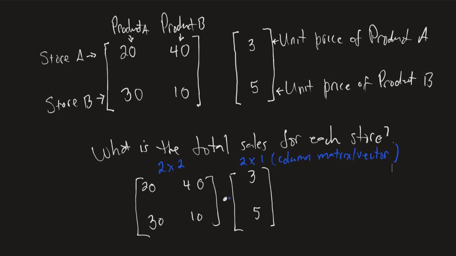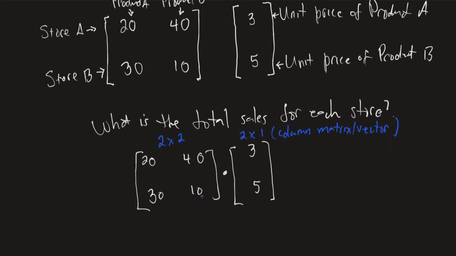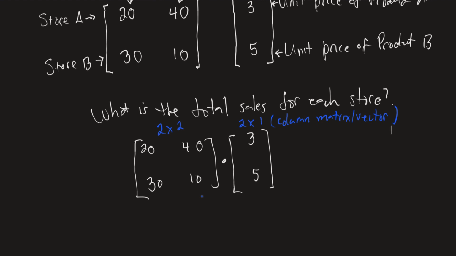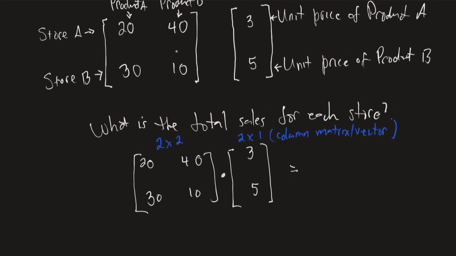But anyway, somehow we would have to figure out a way to multiply these. If we were to take, let me go back up just a little bit, the amount of each product sold by store A, and then do this kind of pairwise product, for instance if I took the 20 times the 3, that would give me the total sales just for product A.